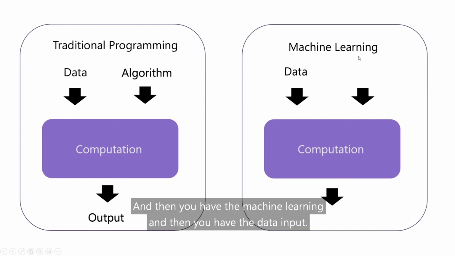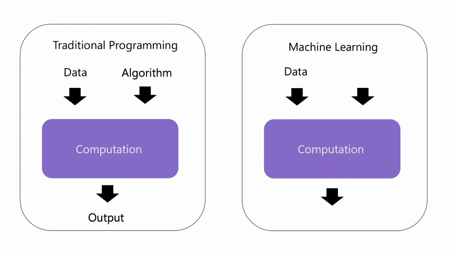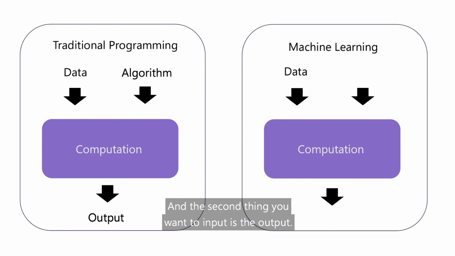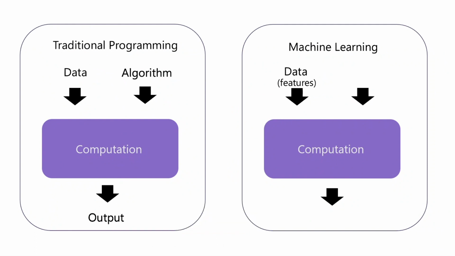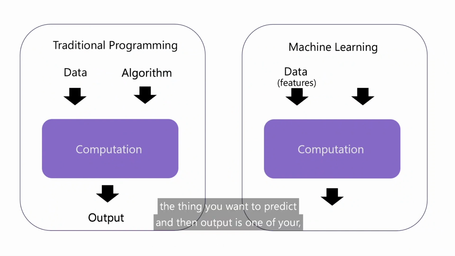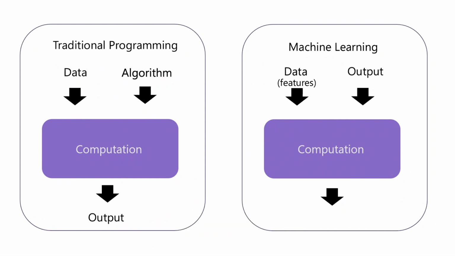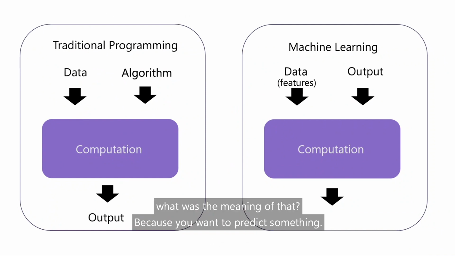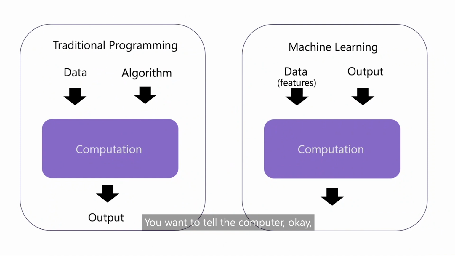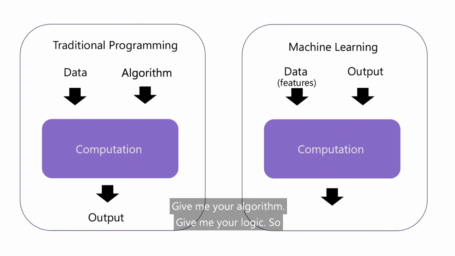And then you have the machine learning, and then you have the data input. The second thing you want to input is the output, or we can say the thing you want to predict. One of your inputs is your output. What's the meaning of that? Because you want to predict something. You want to tell the computer, okay, this is the input I want, and this is the output. Give me your algorithm. Give me your logic.